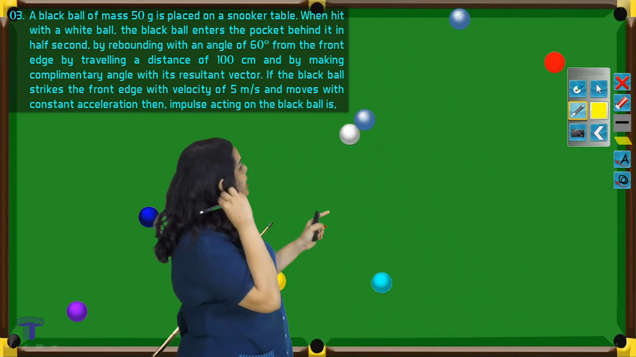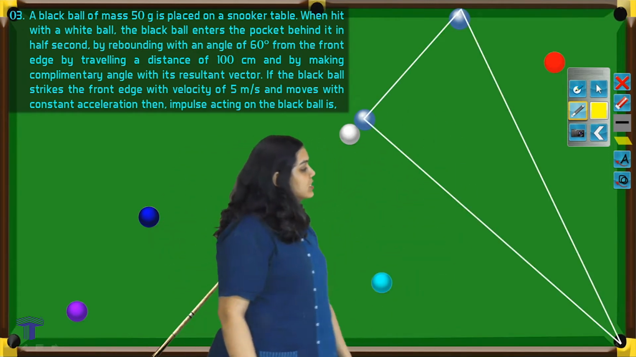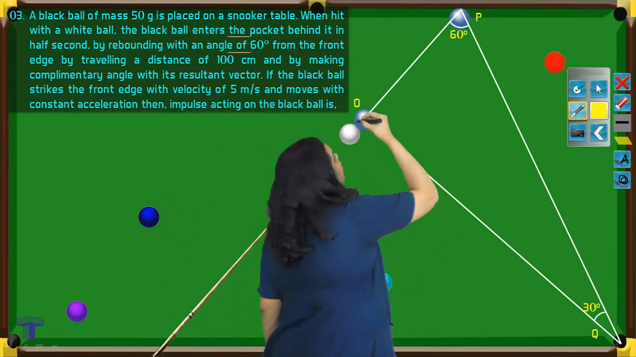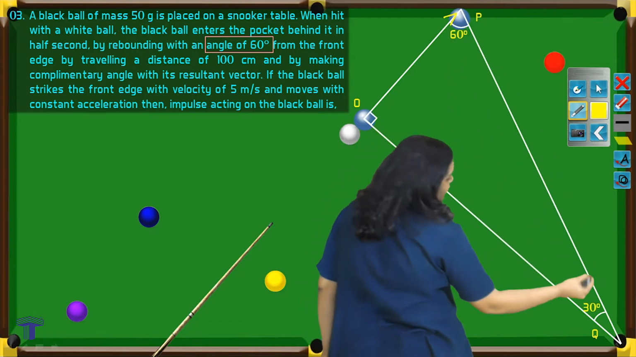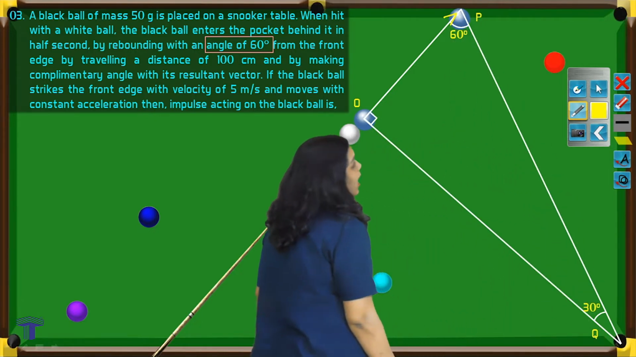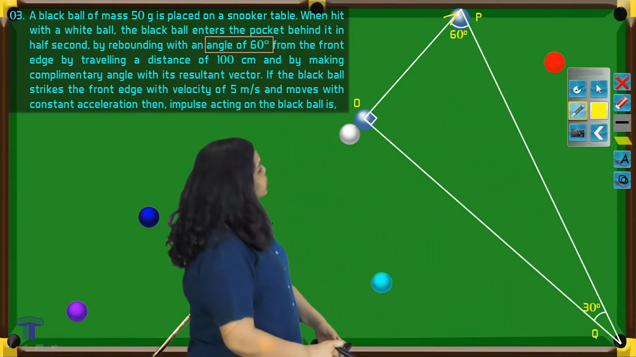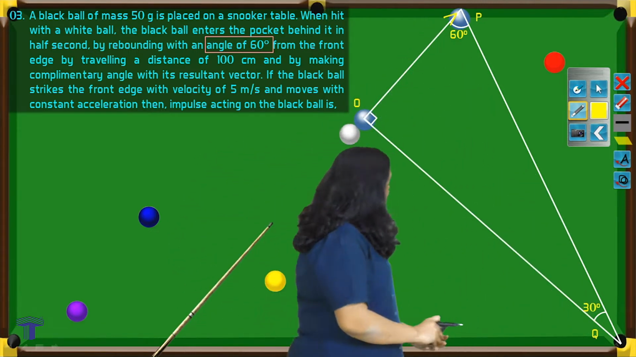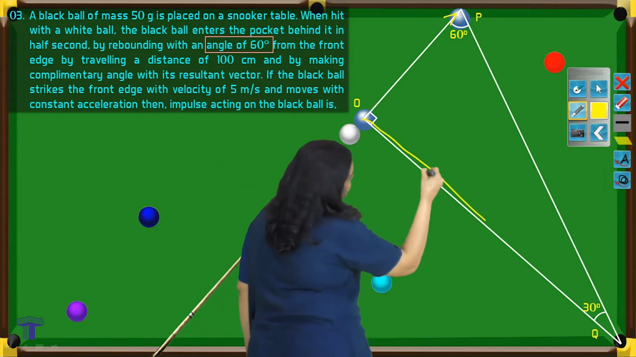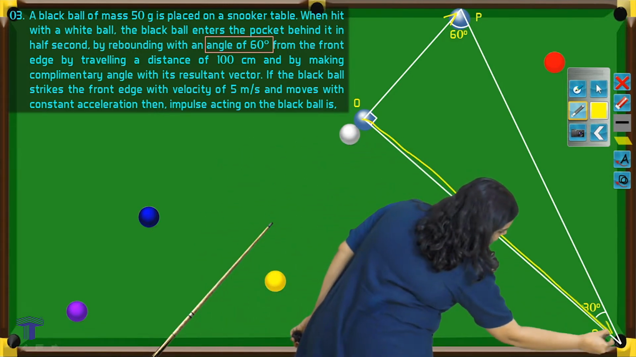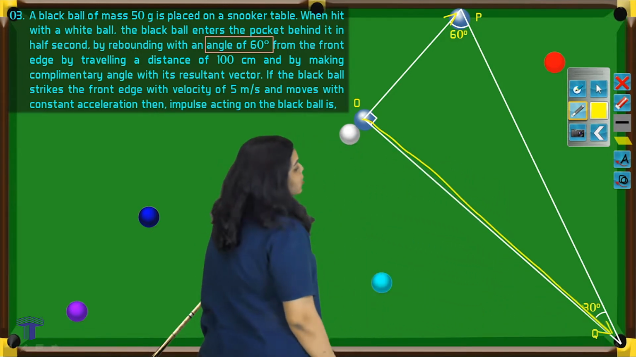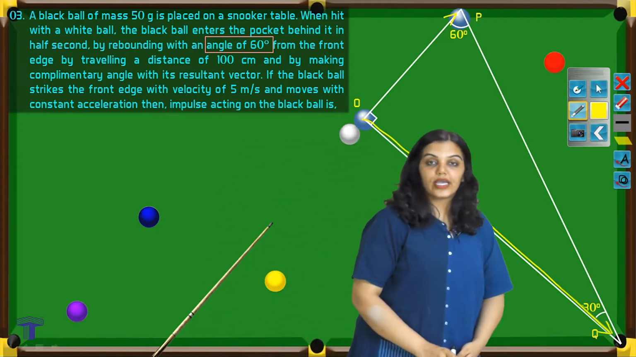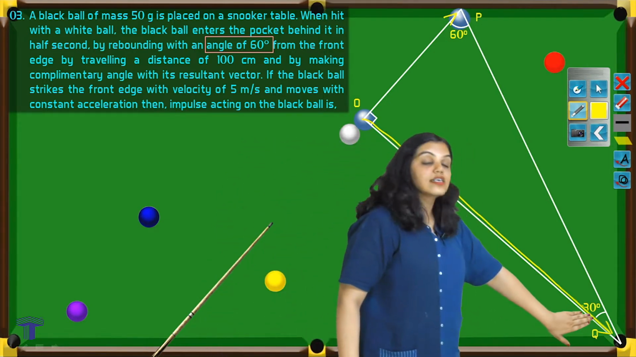So now I'm going to make a triangle out of this motion, and these are my vectors. One vector is here and one vector is here. And now I will make the resultant vector. So you can see this is one vector and this is the other vector, and therefore my resultant vector is this one. And it is saying that it makes a complementary angle with the resultant vector. That means this angle is 30.